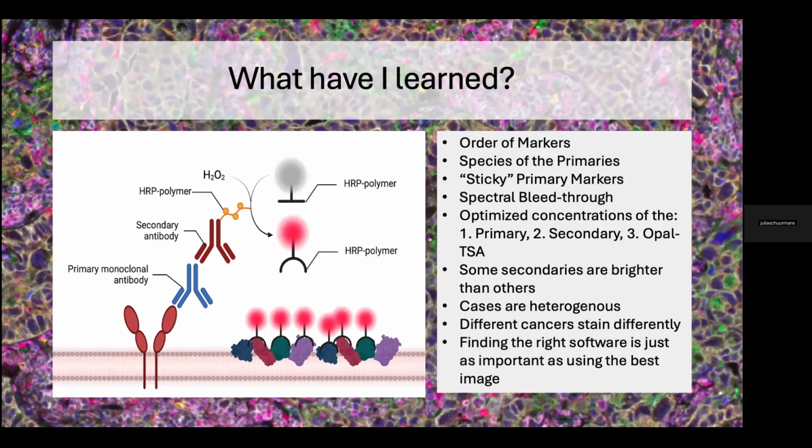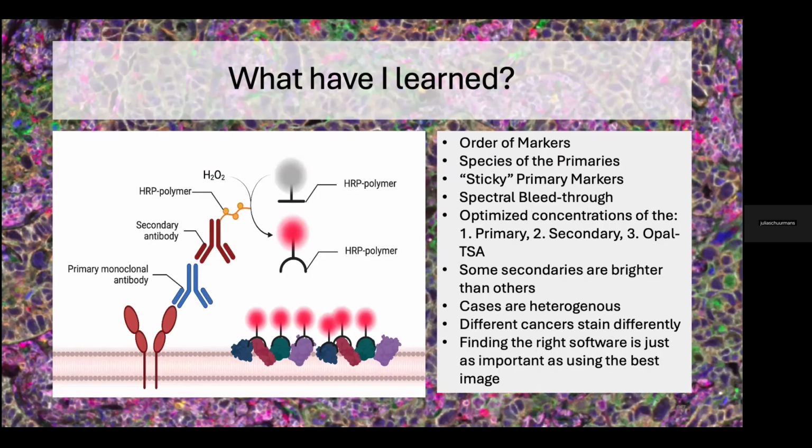I learned that the order of the markers that we're using within our panel has a big impact on how the image is going to look. I learned that the species of primaries is a big deal because we want to get the most accurate signal, and which species you use matters. I learned that the primary markers could be stickier than others. I also learned about spectral bleed through.